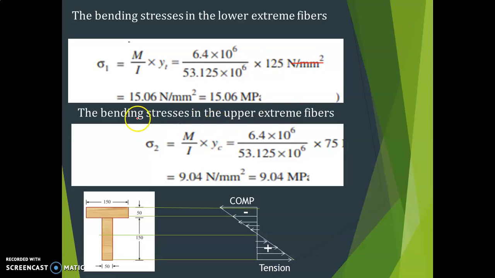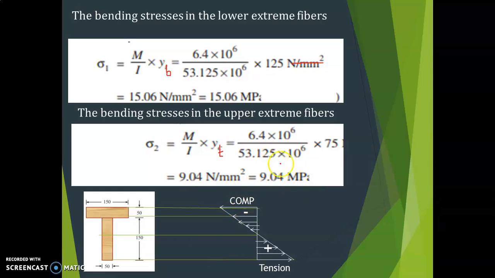And next, bending stress in the upper extreme fiber. Now the bottom is tension, so the upper zone is in compression, so we have to use Y from the top here. This is from the bottom and this is from the top. Bottom zone is tension and top zone is compression. Then substitute the values. You have the M value, the I value, and Y from the top, 75. You get 9.04 Newton per millimeter square, or 9.04 MPa.